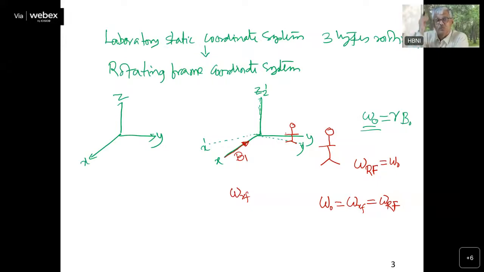So you see, moving from the laboratory static coordinate system to the rotating frame coordinate system is a mathematical trick. It is not like something is actually rotating. It is a mathematical trick to simplify complex movement systems. So now let us see. We saw that B1 is now static, Mxy is static, and M is static.